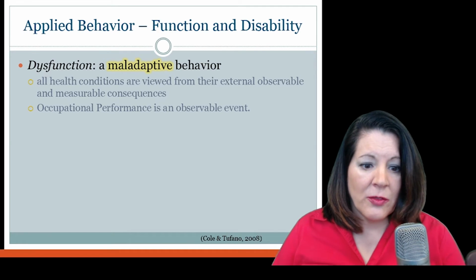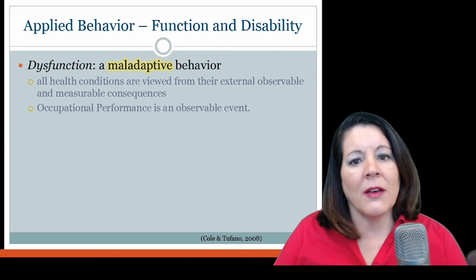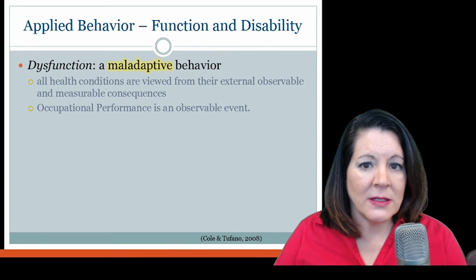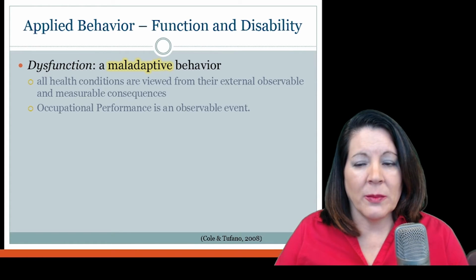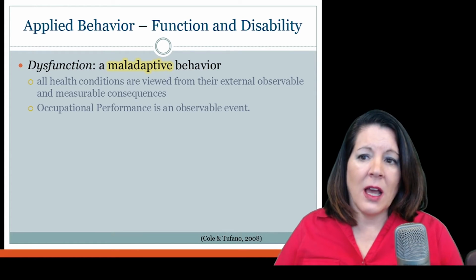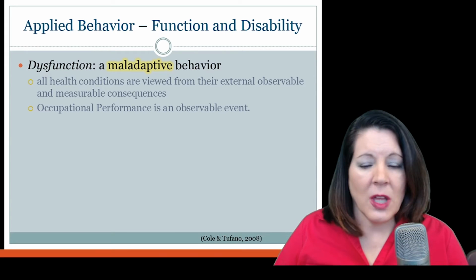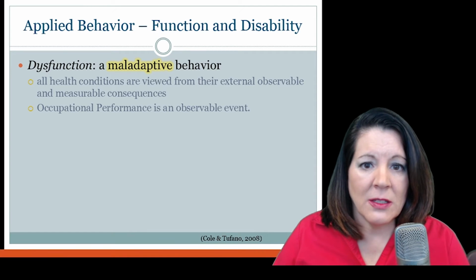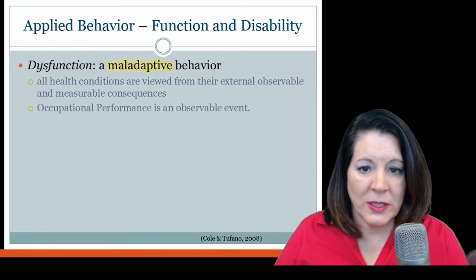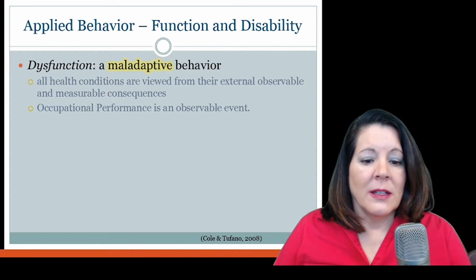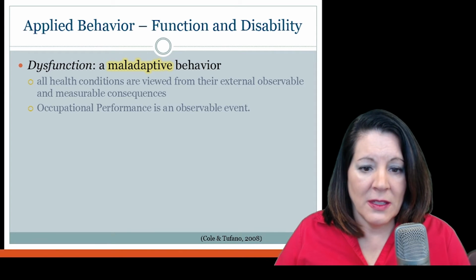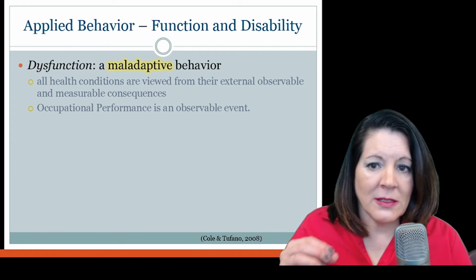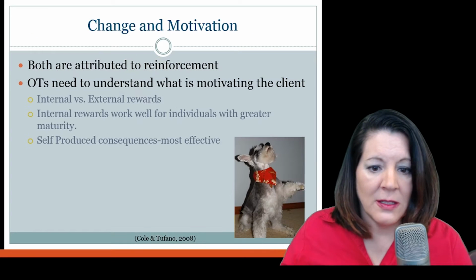In this frame of reference, all the health conditions that a person might have are simply viewed from their external, observable, and measurable consequences. So it's not about what the person interprets it as. It's not about stage of life. It's not about their ability to take in the environment. It's simply about things that you can observe. Did they do the behavior? Didn't they do the behavior? And occupational performance in this frame of reference is always an observable event, something that you can look at. So it doesn't take into account all the things that are going on inside someone's head.